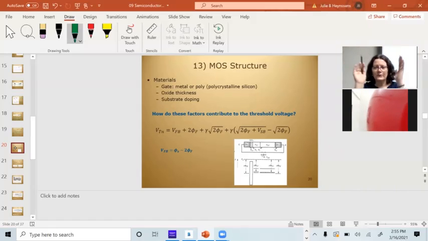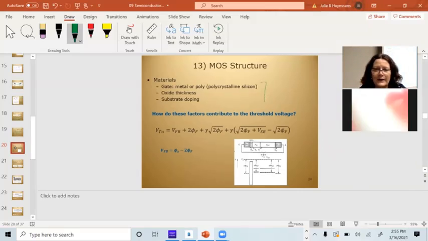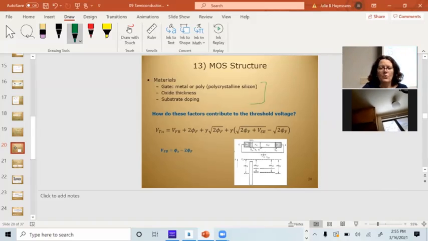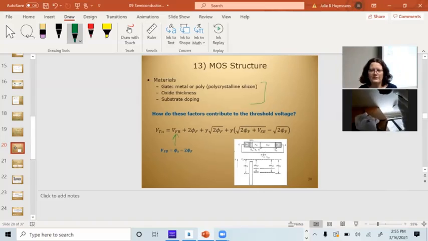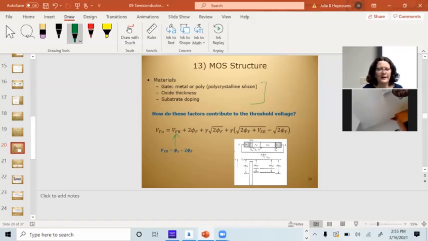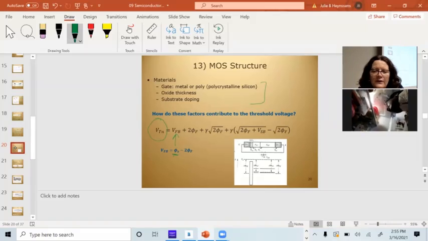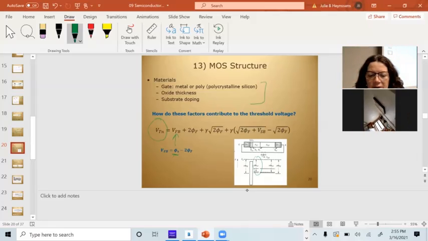Okay, we've got three things here. We've got a gate, we've got an oxide thickness, and we've got substrate doping. How do these things contribute to the threshold voltage? I included the equation for V flat band, because you can't just say, oh, change V flat band. If I want to change VTN, the things I have to deal with are this phi s, which is going to be a function of doping. I've got phi f, which is going to be a function of this material, the oxide material right there. I've got gamma, which depends mostly on doping and materials.